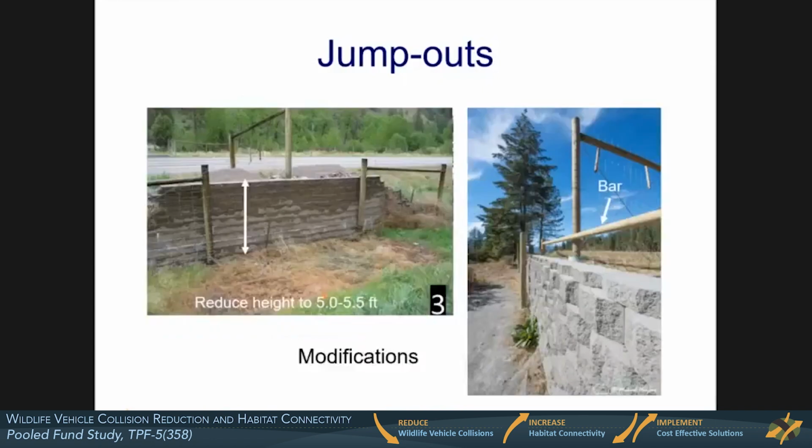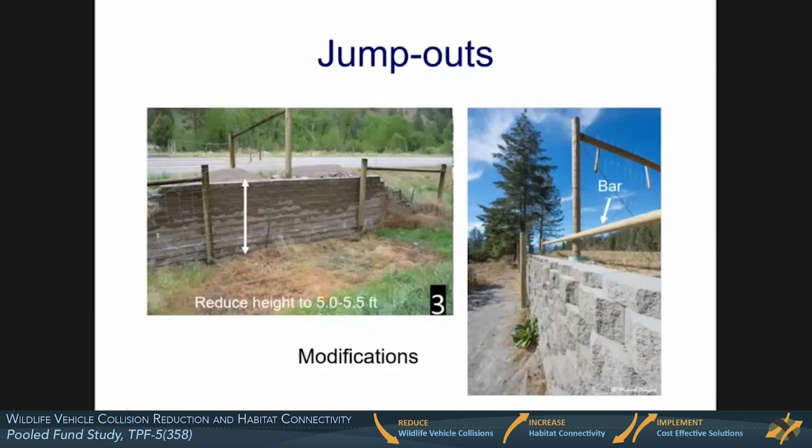Now, what we will do, we will reduce the height of the jump outs to about 5 to 5.5 feet. The final decision will be made in collaboration with the stakeholders, Montana Department of Transportation, and the Confederated Salish and Kootenai tribes. We will also put a bar on the top of the jump out, as is illustrated on the image on the right. Now, what does this do?